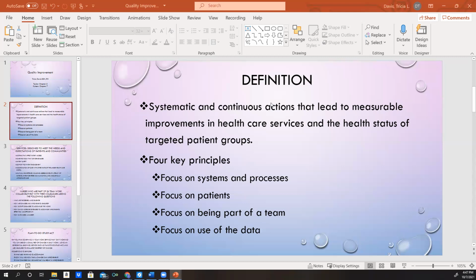And then it also focuses on us being part of a team. We all have to work together. We're all part of it. We all play a very instrumental role in the big quality improvement picture. And then it focuses on the use of the data. So the data that we get when we do a root cause analysis, when we go in and get information about things that went wrong, or when we do research on how we want to implement things to make them better. So whatever information that we get from that data.